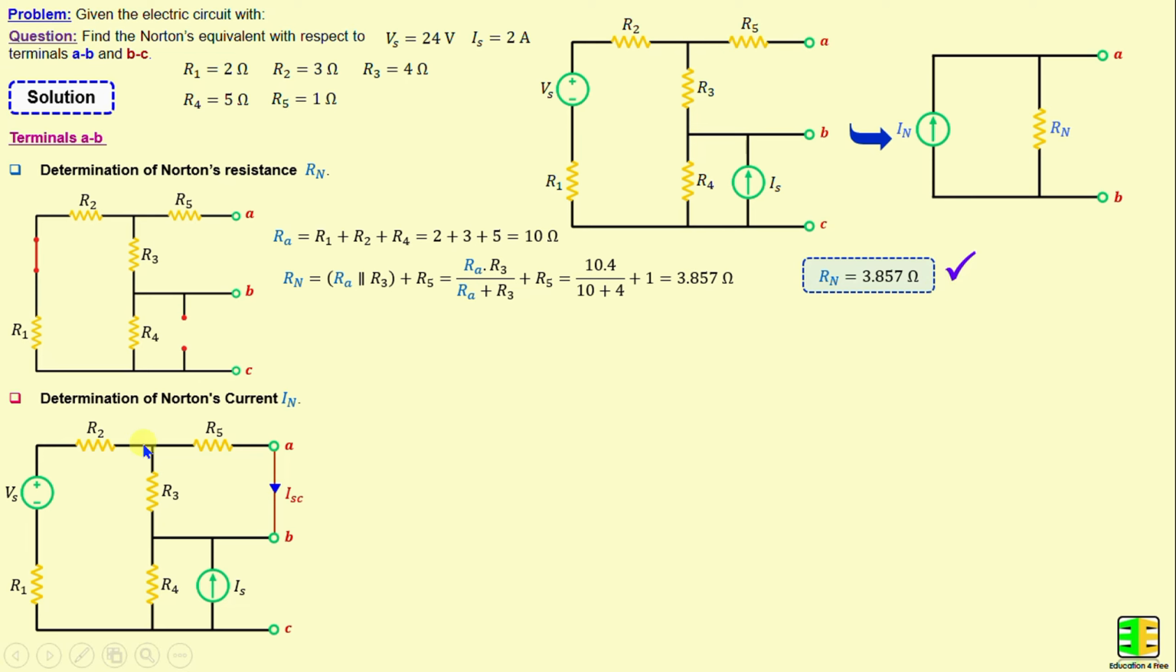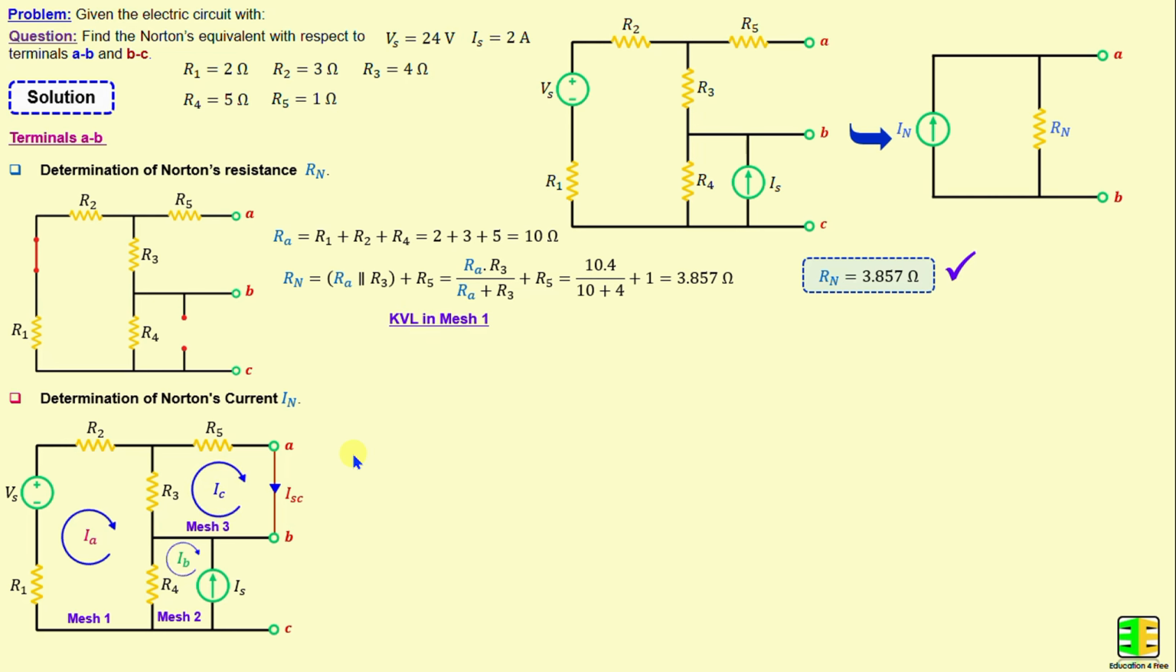It's evident that there are 3 meshes. This is mesh number 1, and this is mesh number 2, and this is mesh number 3. And I will consider IA is the current in mesh 1, and IB is the current in mesh 2, and IC is the current in mesh 3.